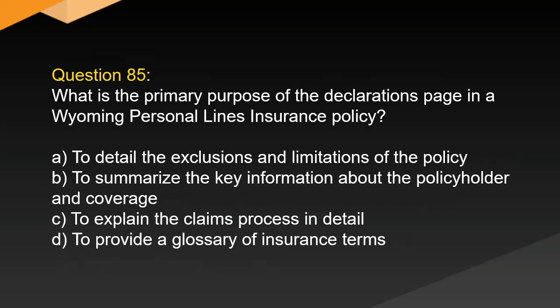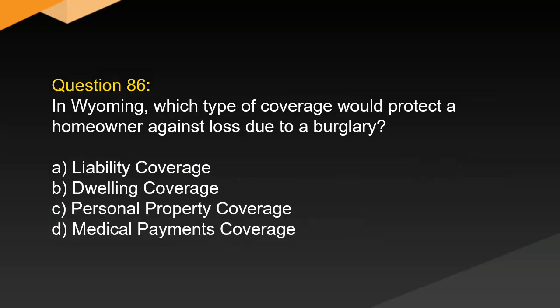Question 85. What is the primary purpose of the declarations page in a Wyoming personal lines insurance policy? A. To detail the exclusions and limitations of the policy. B. To summarize the key information about the policyholder and coverage. C. To explain the claims process in detail. D. To provide a glossary of insurance terms.